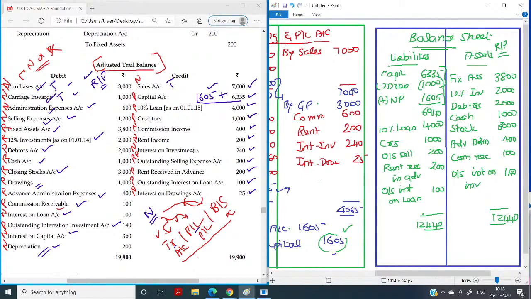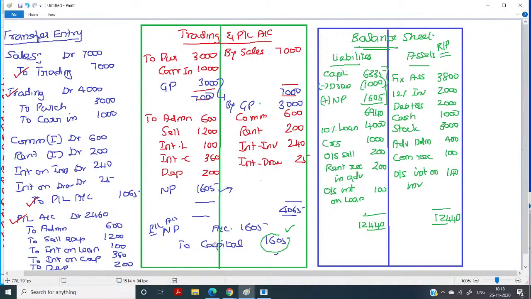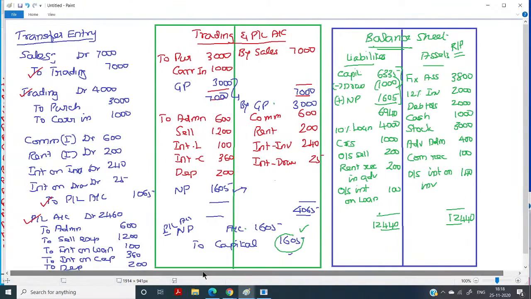Kindly wait here. I'll post this. Okay, I think you are able to see the full picture. Pass the journal entry or copy this now. I think you don't have any queries. If you have any query, you can raise it.